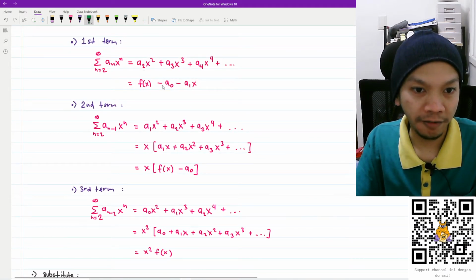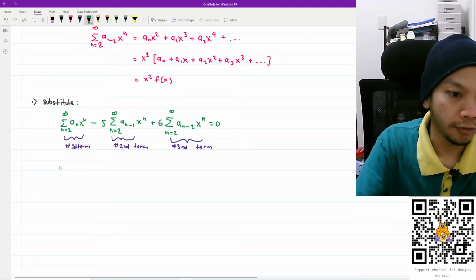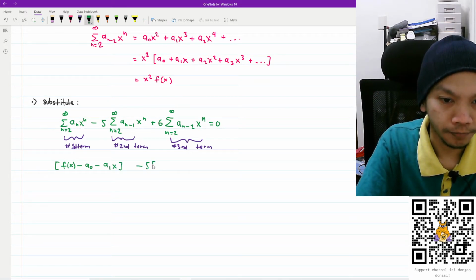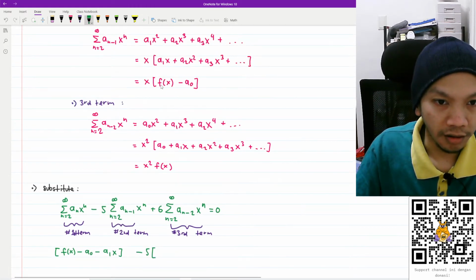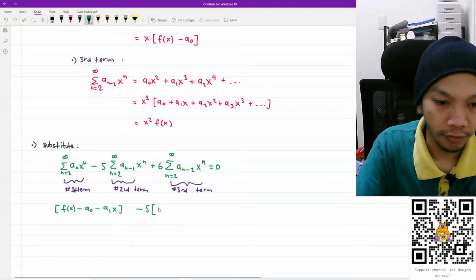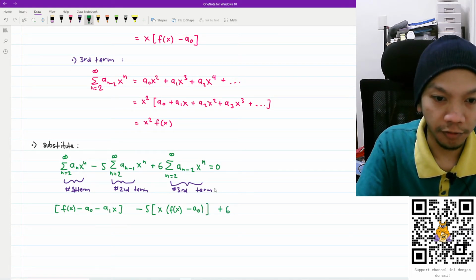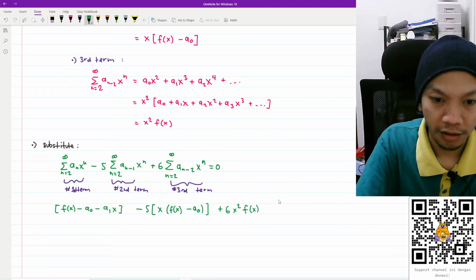So the first term will be f(x) minus a0 minus a1 x. And then the second term, minus 5 times x times (f(x) minus a0). And then plus 6, the third term will be x squared f(x). So I have 6 x squared f(x) here. And all of this will equal 0.